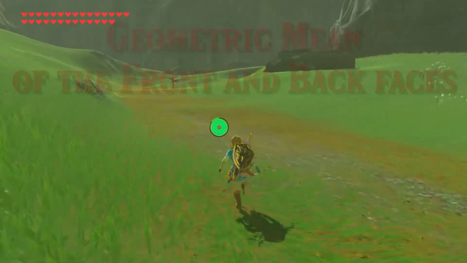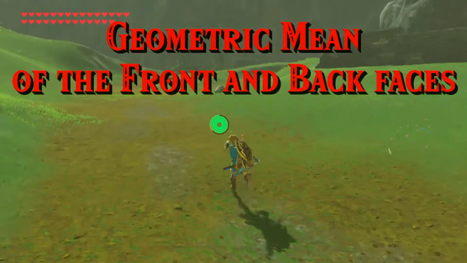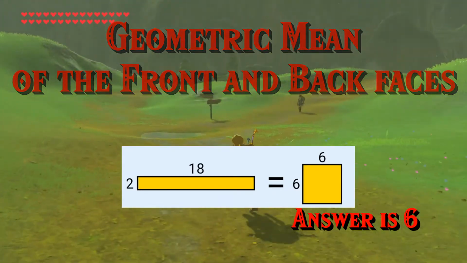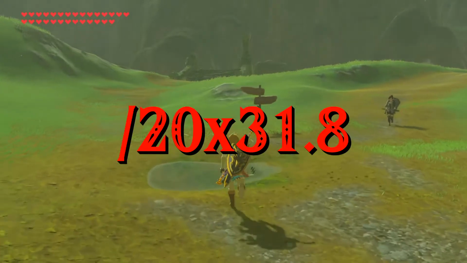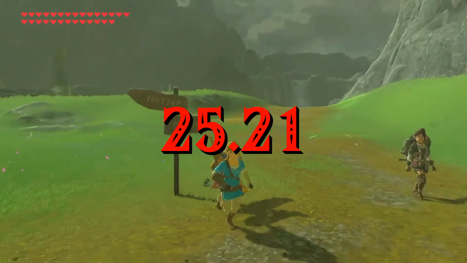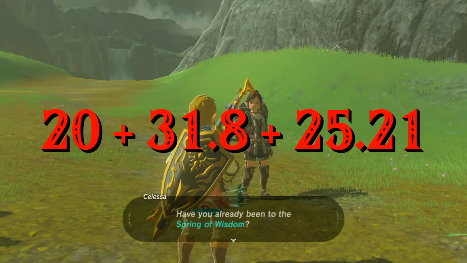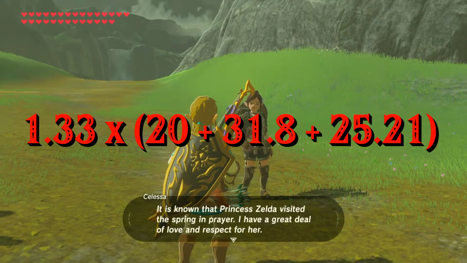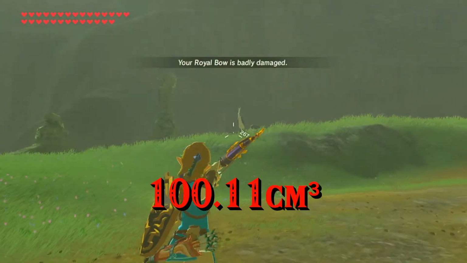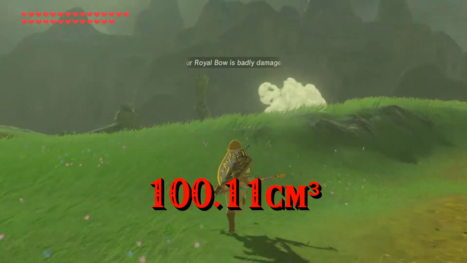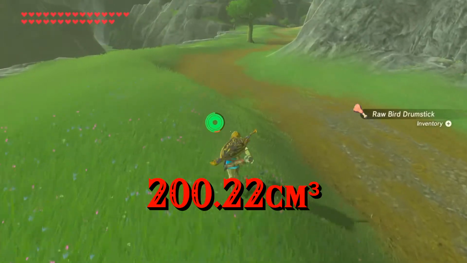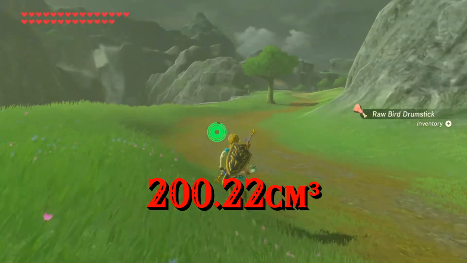First we need to find the geometric mean of the front and back faces, which basically means finding the number that will turn these two numbers into a perfect square. We can do this by finding the square root of these two numbers multiplied together. Then we add the front face, the back face, and the geometric mean together and multiply it by a third of the height, giving us a volume of 100.11 cubic centimeters. Then we just double it because we split it in half beforehand, and we get a total volume of 200.22 cubic centimeters.